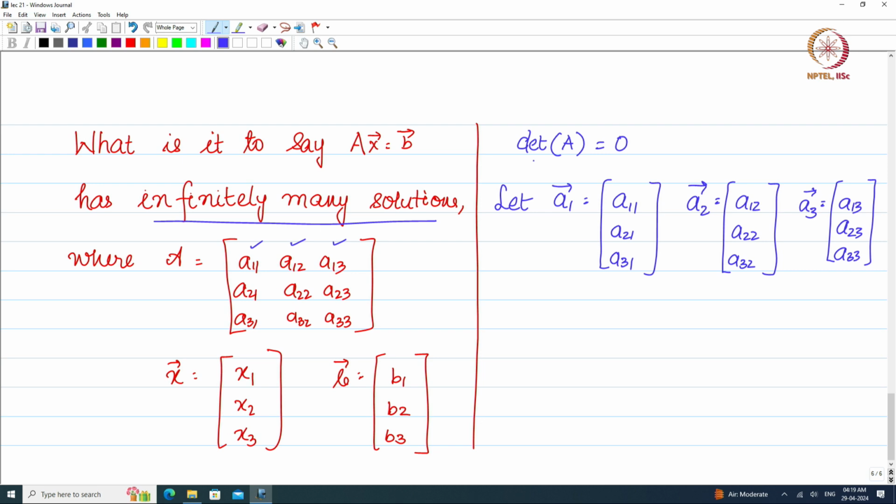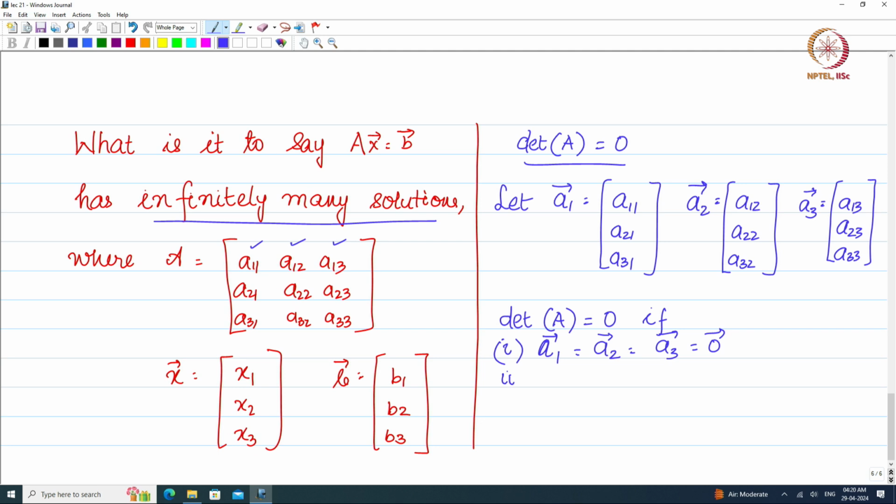So when can the determinant of A be equal to 0? The determinant of A is 0 if all the 3 vectors A1, A2, A3 are 0 vectors, which is not what we are looking at. That means all the columns of the matrix A are 0. If that is the case, then the determinant is 0.